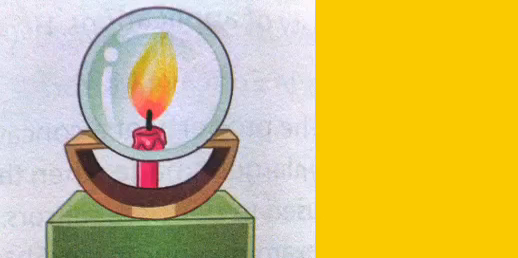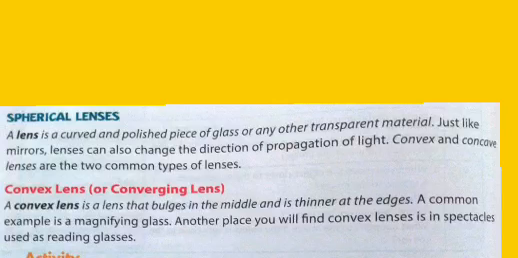Spherical lenses. A lens is a carved and polished piece of glass or any other transparent material. Just like mirrors, lenses can also change the direction of propagation of light. There are convex lenses and concave lenses, which are the two common types of lenses.